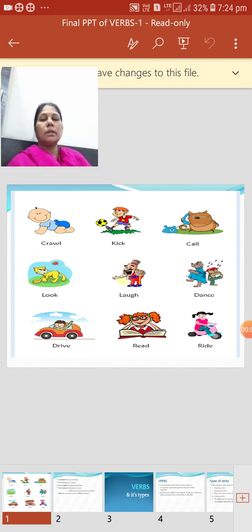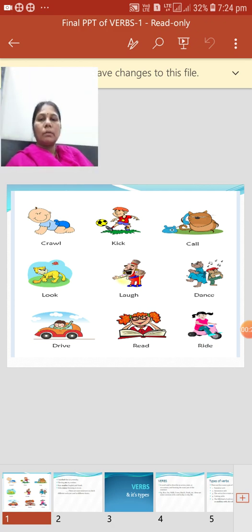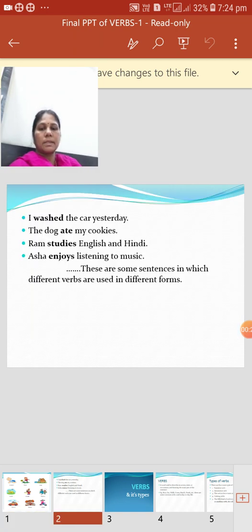See the words in the slide: crawl, kick, call, look, laugh, dance, drive, read, ride. Okay. Now think what these words indicate. Yes, these words indicate action. Now we will see some examples or sentences.